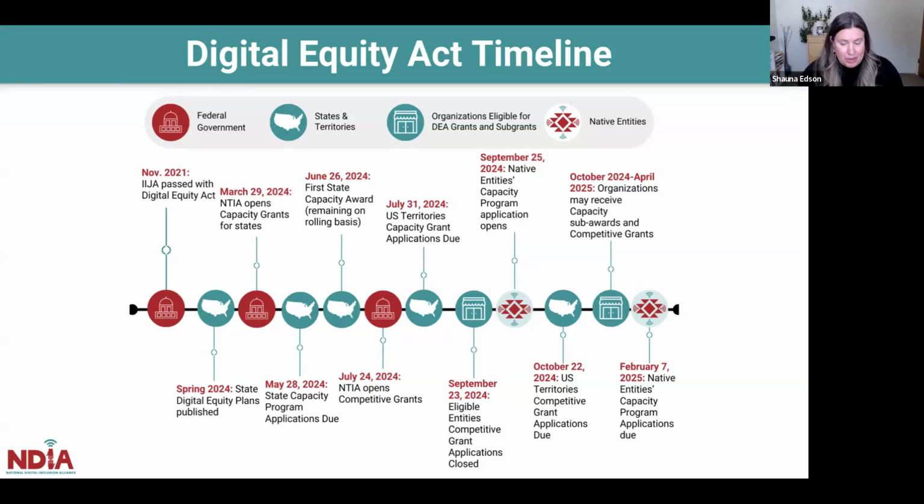And lastly, there's the Competitive Grant Program, which began on July 24th when the Notice of Funding Opportunity, or NOFO, was opened. And applications were due in September of this year. And so NTIA has stated they expect to start awards in winter of this year, which is 2024. So that is coming up very soon. Okay, next slide.